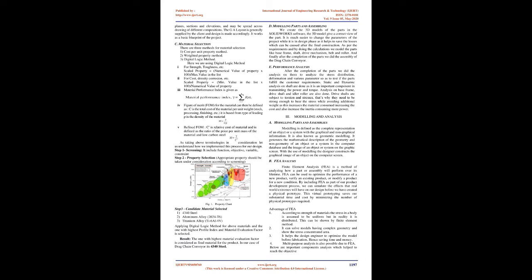B. GA layout. The general arrangement drawings present the overall design of the object. Depending on the complexity of the design, it is likely to require a number of different projections such as plans, sections, and elevations, and may be spread across drawings of different compositions. The GA layout is generally supplied by the client and design is made accordingly. It works as a basic blueprint of the project. C. Material selection. There are three methods for material selection.